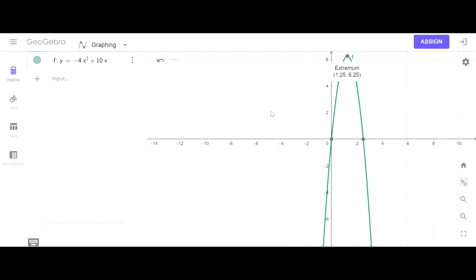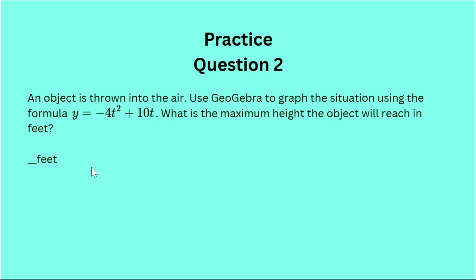And there's our extremum. Instead of negative 1.25, it's positive 1.25. And instead of negative 6.25, it's positive 6.25. I'm a genius. In this case, the height is the y-axis, so the only number we need is 6.25.